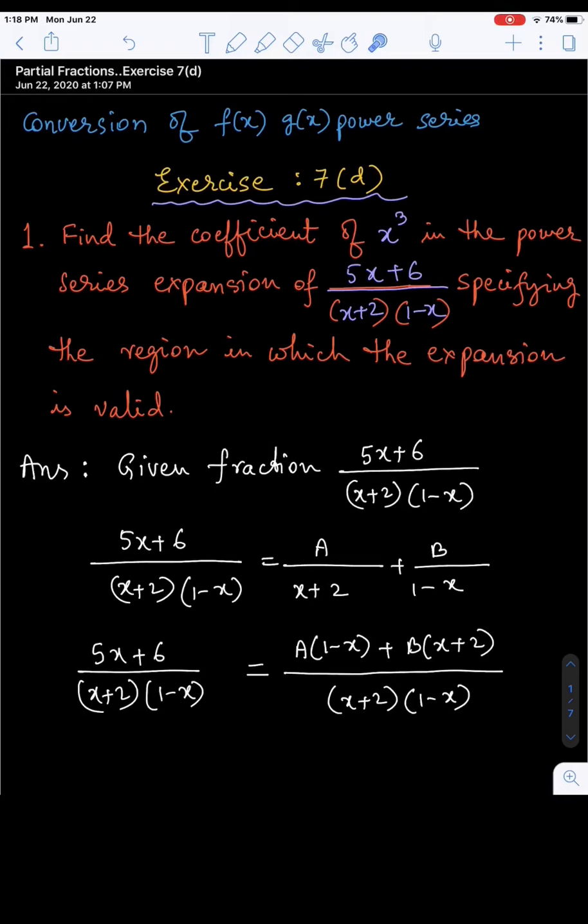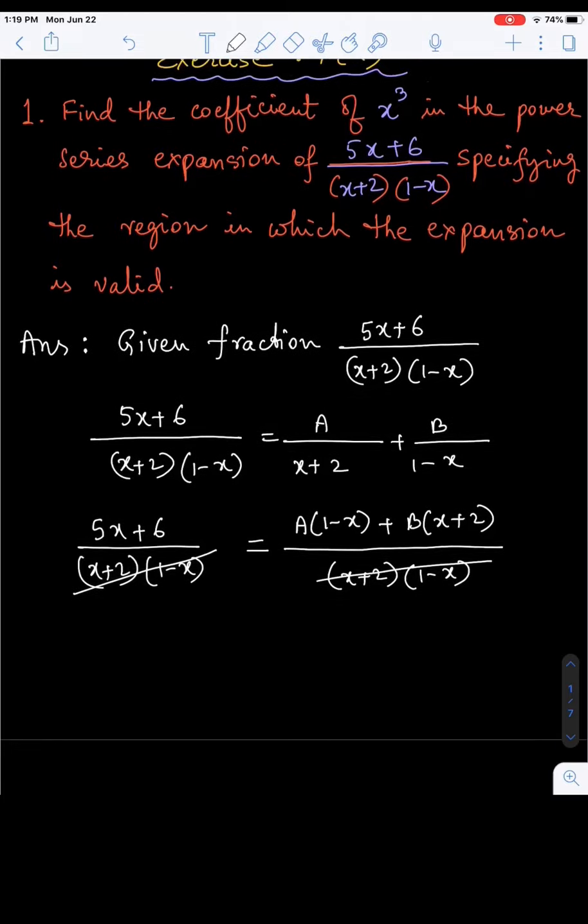And here what did I do? I have taken LCM. x plus 2 is there, no? That's why we have to multiply a into (1 minus x) here. 1 minus x is already there. We have to multiply (x plus 2) into b here. Okay. Next step is, both the sides denominator is cancelled.